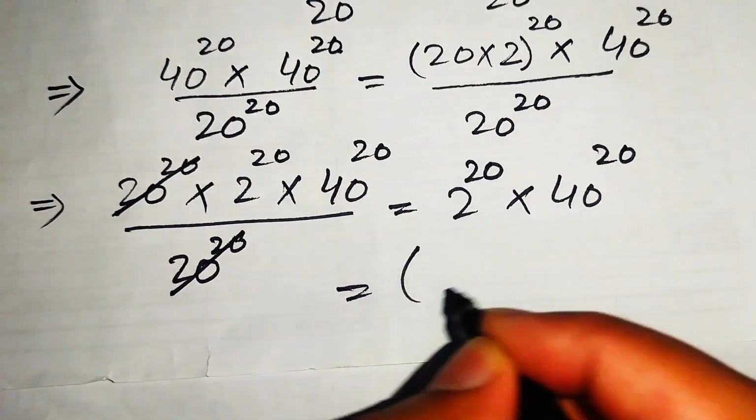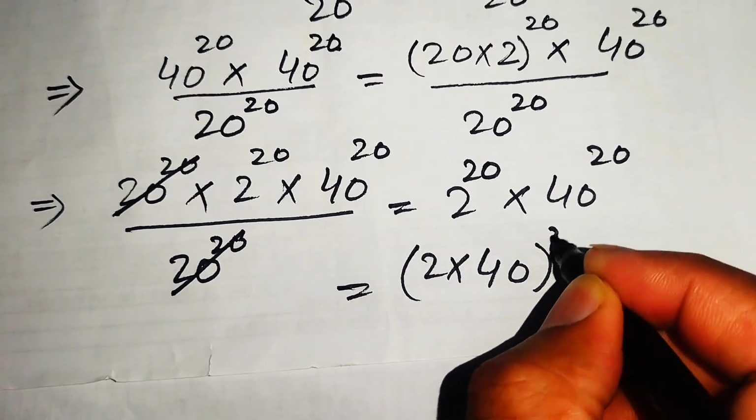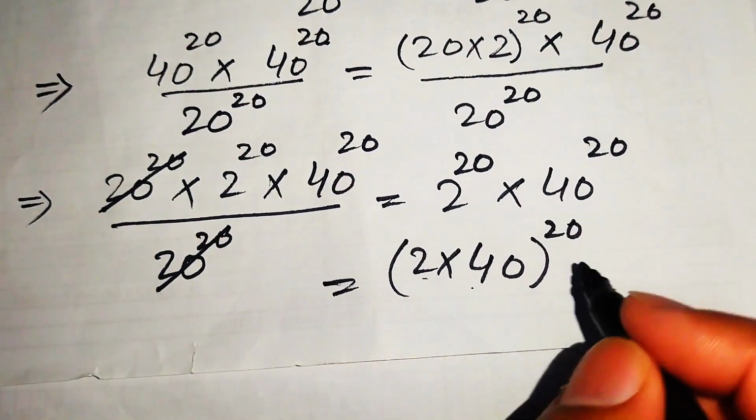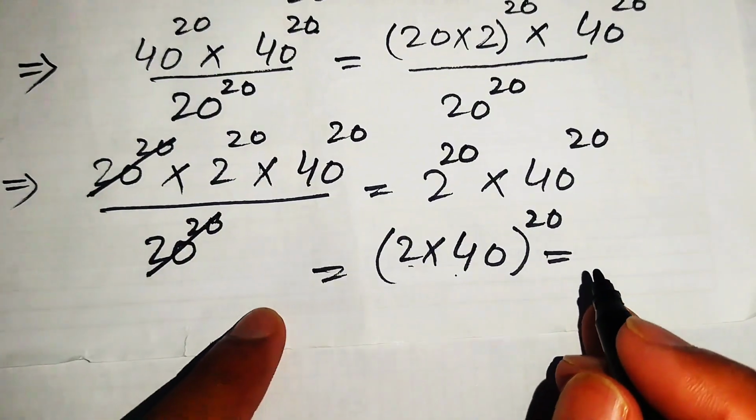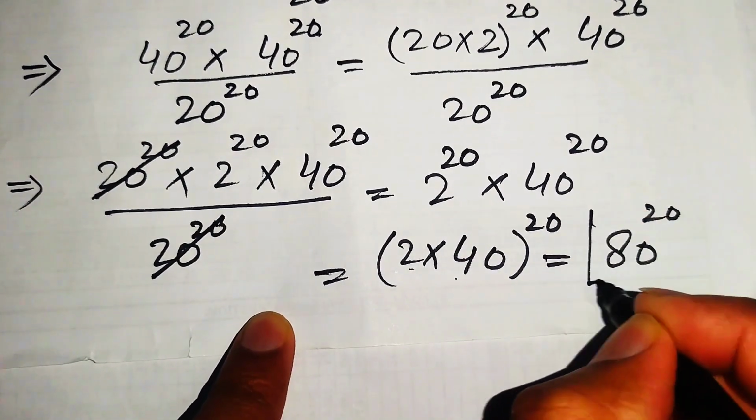So we combine the bases and we write it as 2 times 40 and its whole power 20. So 2 times 40 will be equal to 80. So it will become 80 to the power of 20.